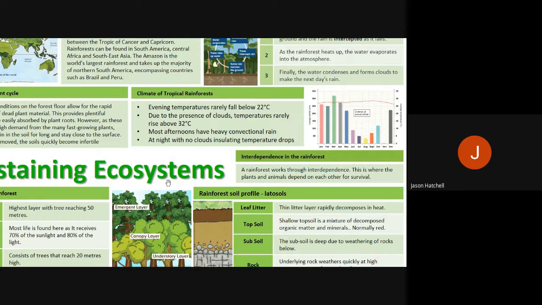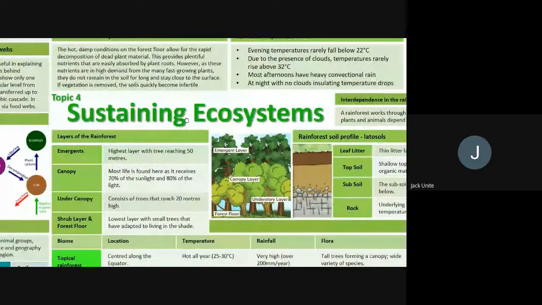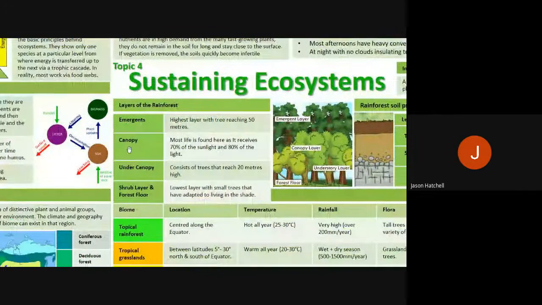Does that make sense, sir? Yeah, nice and simple like that. Good, nice little link back to the food chains and food webs as well. Brilliant. Right, so the layers of the rainforest. This one's really simple, so I'm going to make this really quick.